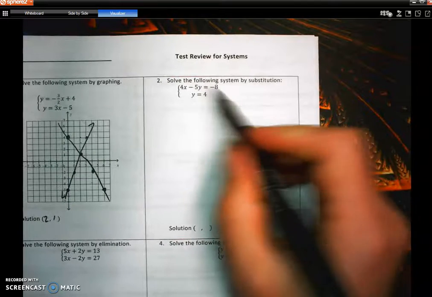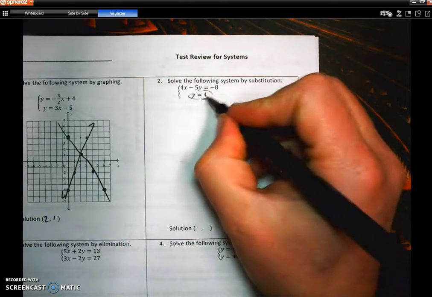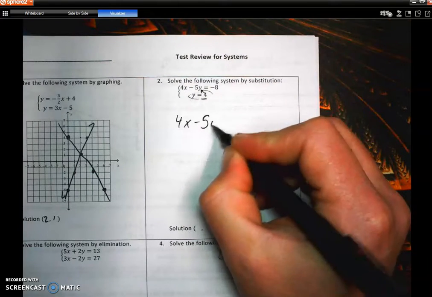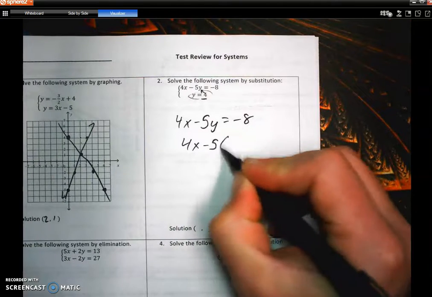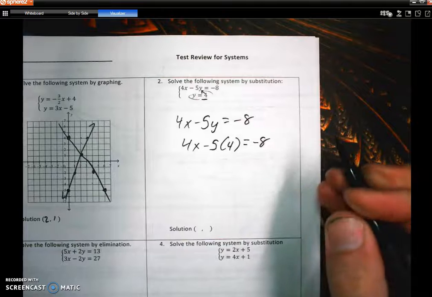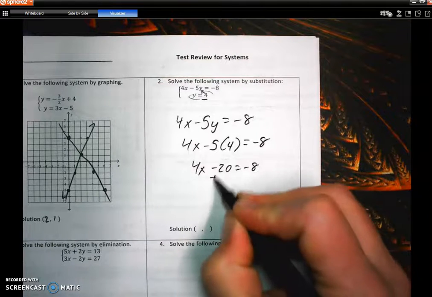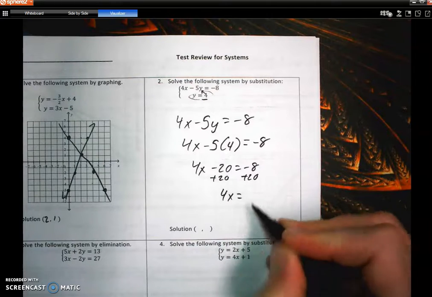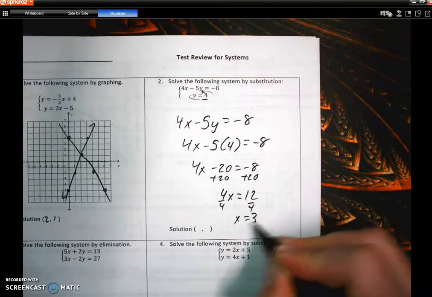Solve the following system by substitution. Well, this is set up really nice where they already give us half the answer, y equals 4. So I'm going to take this and put it in right there. 4x minus 5y equals negative 8 becomes 4x minus 5 times 4 equals negative 8. 4x minus 20 equals negative 8. I'm going to add 20 to both sides. Negative 8 plus 20 is 12. Divide by 4, x equals 3.